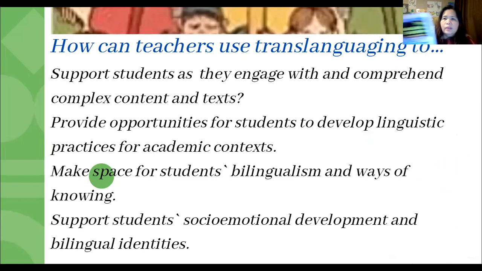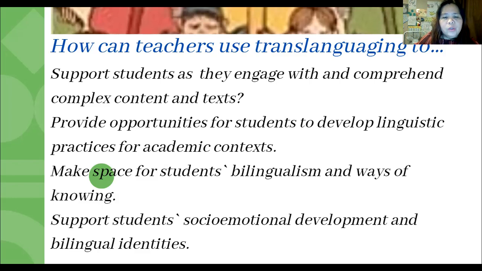Good morning, everyone. After reading this book, The Translanguaging Classroom: Leveraging Student Bilingualism for Learning, authored by Ofelia García, Susana Ibarra Johnson, and Kate Seltzer, I learned how teachers can use translanguaging to support students as they engage with and comprehend complex content and text.